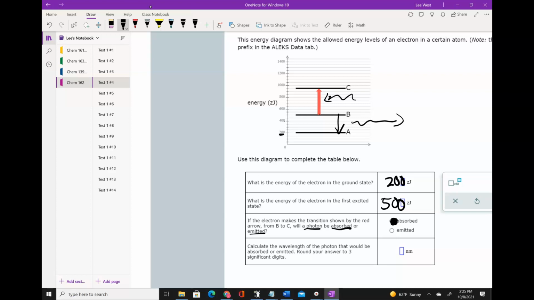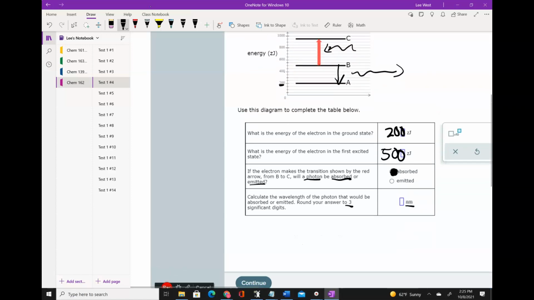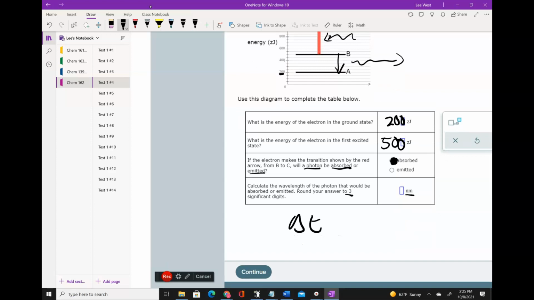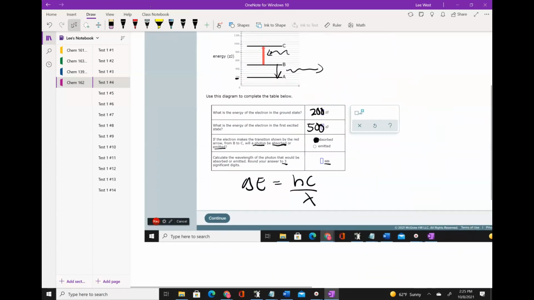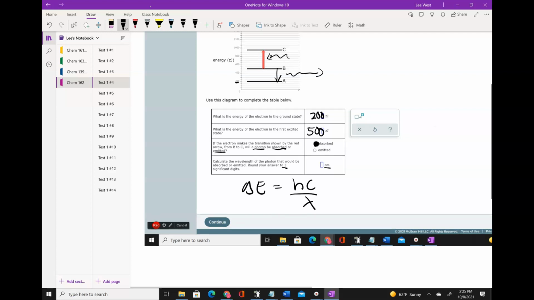And then now we need to calculate the wavelength of the photon that would be absorbed or emitted in the above case. And we're going to give this to 3 significant figures in nanometers. So what we've got to do is calculate the change in energy, and then we're going to use our little formula that the change in energy is equal to hc on lambda, and we'll organize and solve for the wavelength. Now we'll have to do a little bit of unit conversions right at the very end to get it into nanometers, but it should be pretty easy.